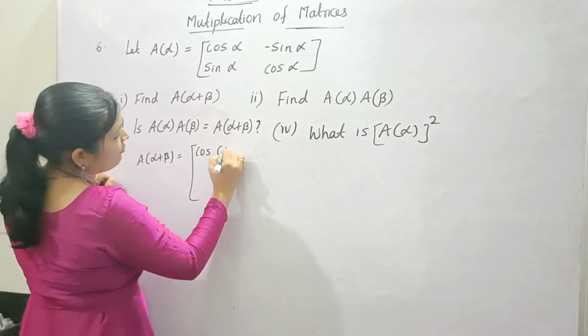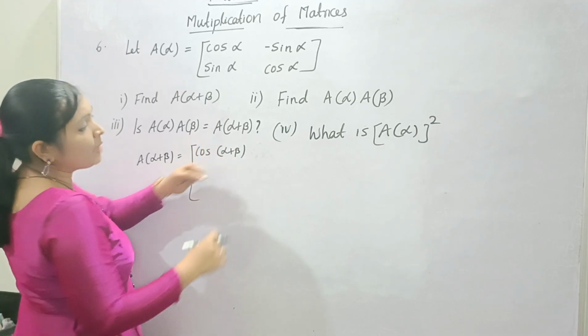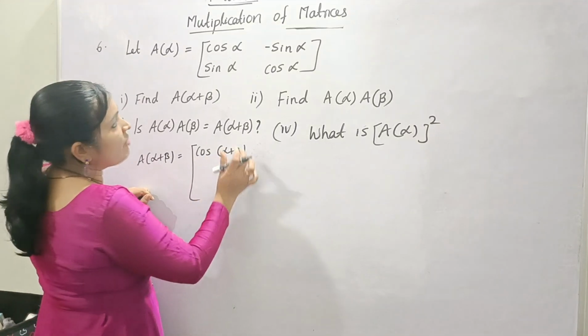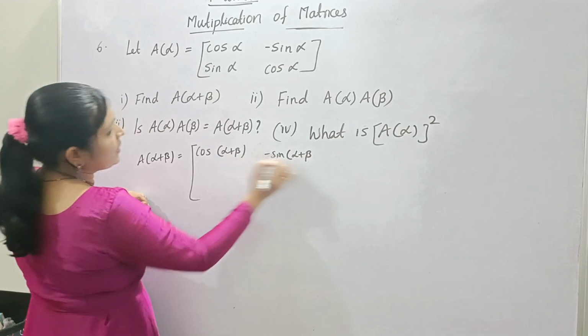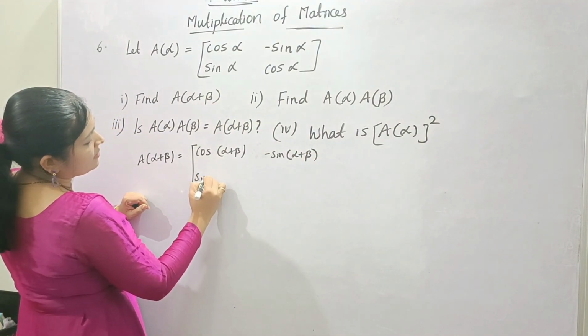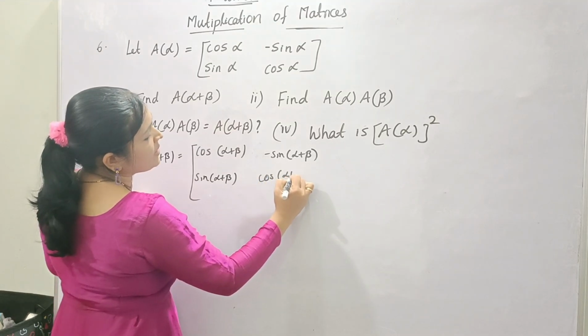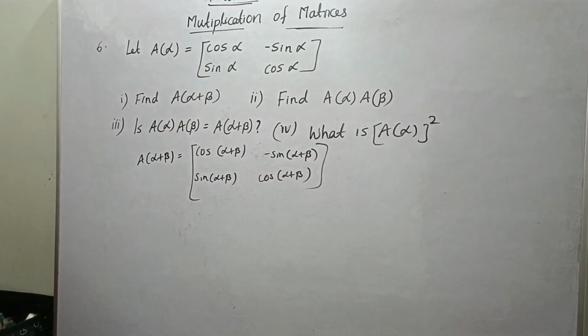cos alpha plus beta. In place of alpha, we should write alpha plus beta. So cos of alpha plus beta, minus sin of alpha plus beta, sin of alpha plus beta, cos of alpha plus beta. Okay, we have got A of alpha plus beta.